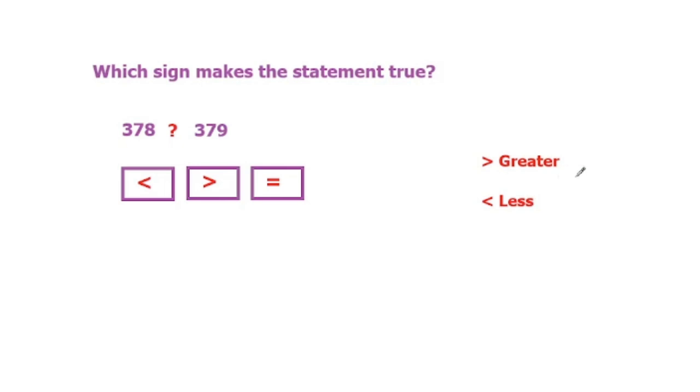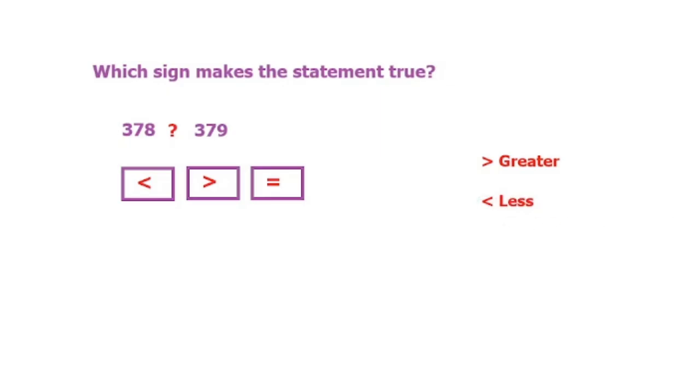So greater, just remember that the arrow points this way. If you picture a number line, the number line increases this way. So you're going greater this way. And on a number line, you're going less than by going this way. So just remember the arrow points towards the less of the number line.